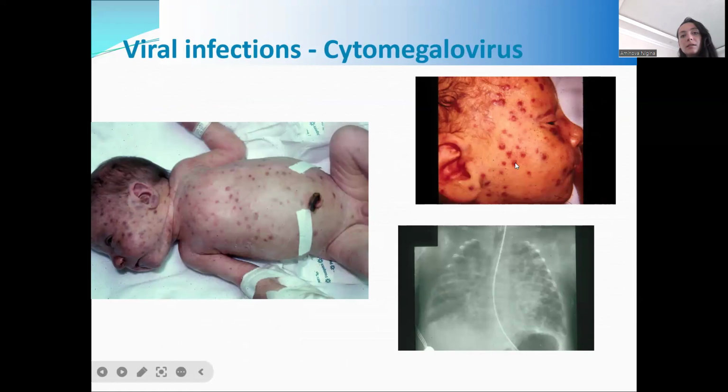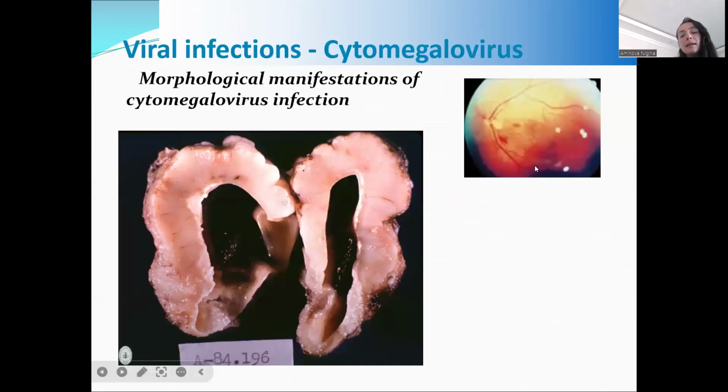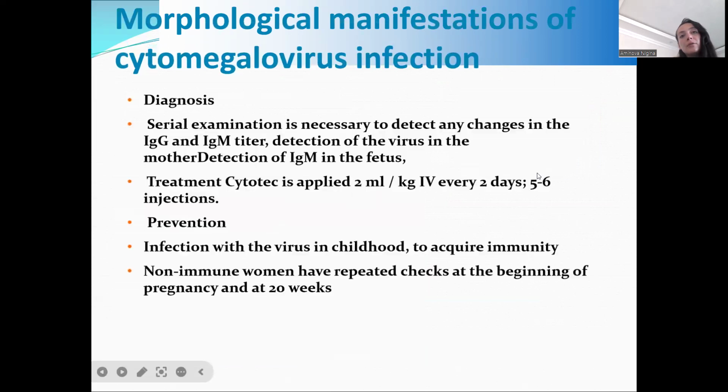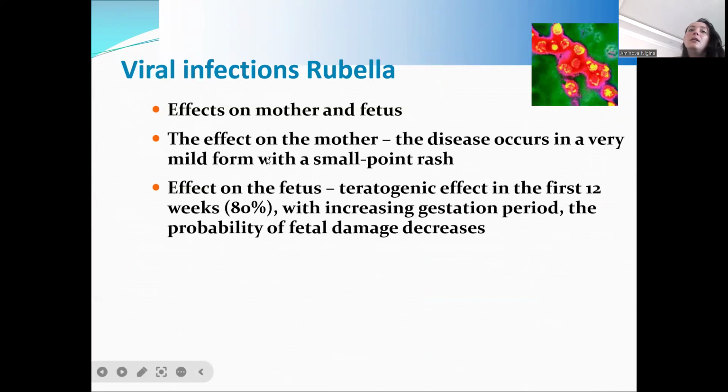What about rashes? Characteristic rashes and characteristic changes in X-ray of the chest. You can see carditis and retinopathy in these babies with congenital cytomegalovirus. A serological method detects the increasing levels of immunoglobulin G and immunoglobulin M titer, and treatment also includes Cytotect, 2 ml per kilogram intravenously every 2 days. 5-6 injections are enough. What about viral infections? Rubella.